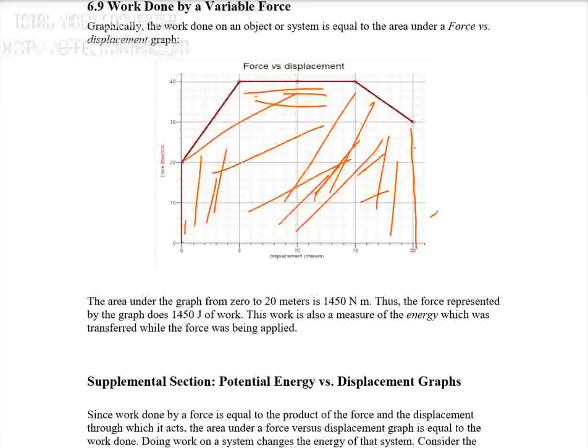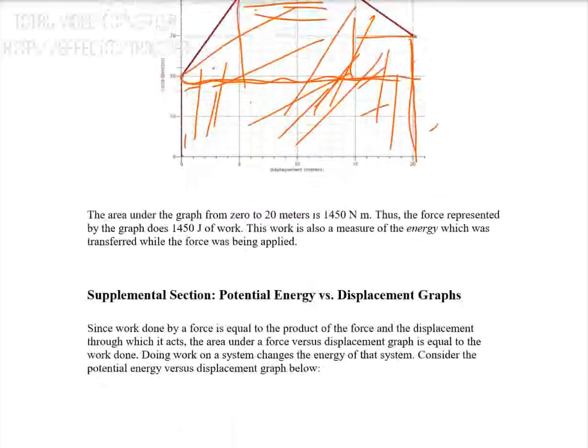You must take this area by dividing it into different segments. You can divide it in such a manner: this part becomes a rectangle, this a triangle, this a rectangle, and this a triangle. You must subdivide into different area segments of rectangles and triangles. After that you must calculate the area of each segment and sum them up to get the total work done.